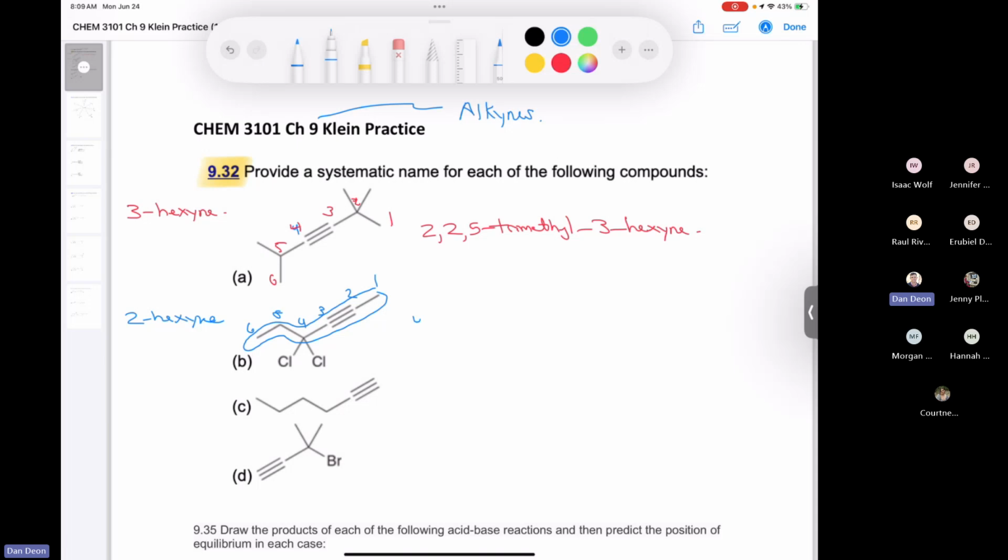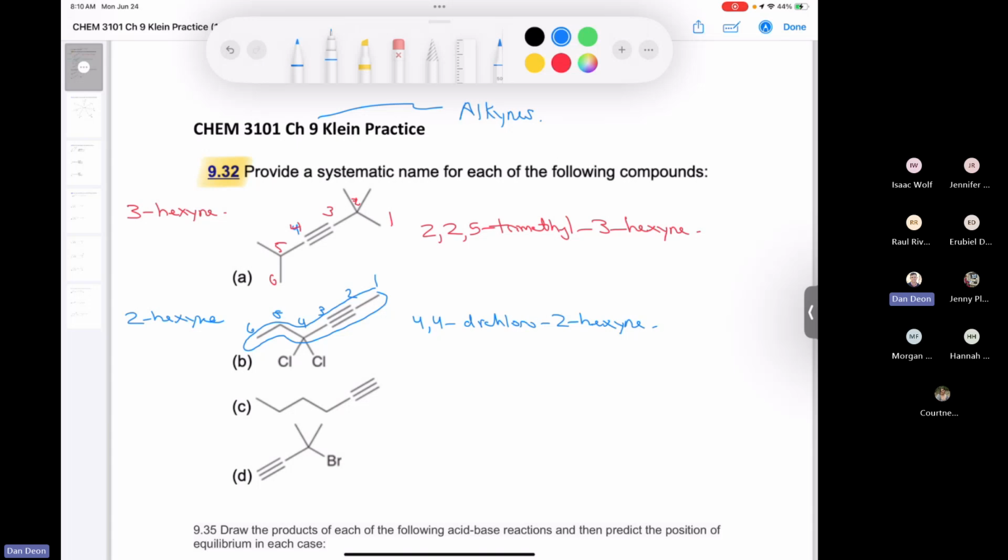So we say 4,4-dichloro, 2-hexyne. And I'm not going to pencil it down, but you could also write 4,4-dichlorohex-2-ine. And for the first one, you could have said 2,2,5-trimethyl-hex-3-ine. Either one is totally fine.